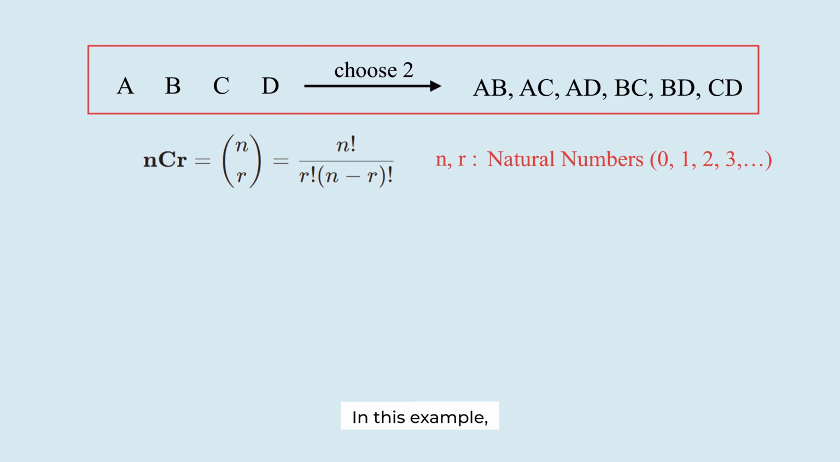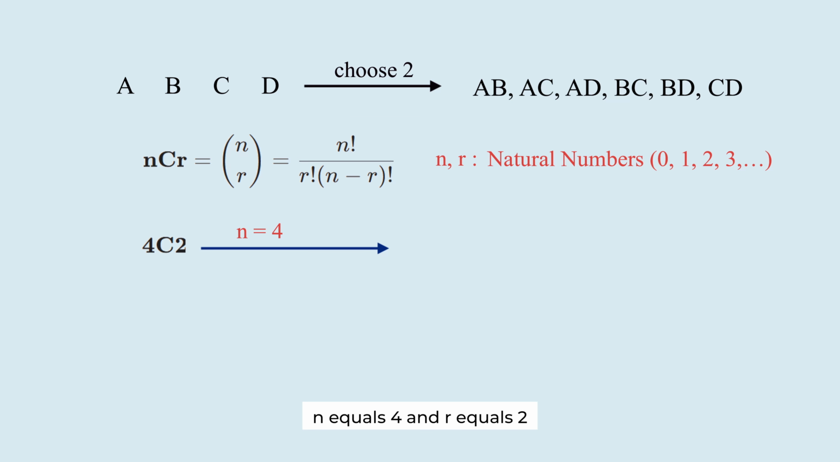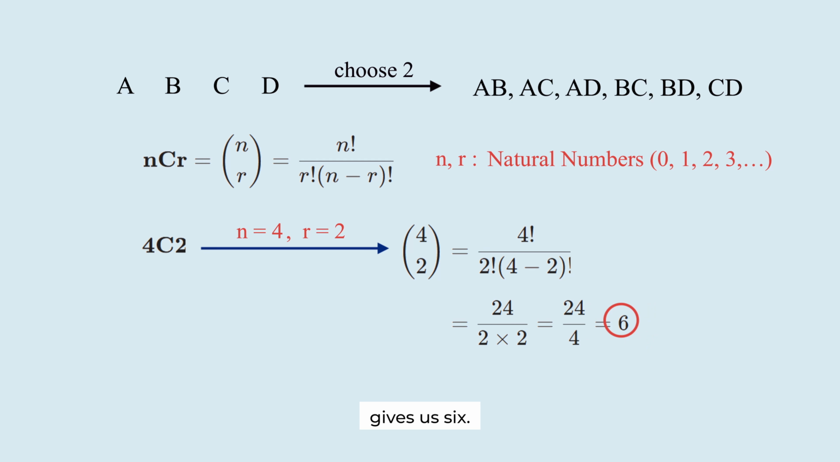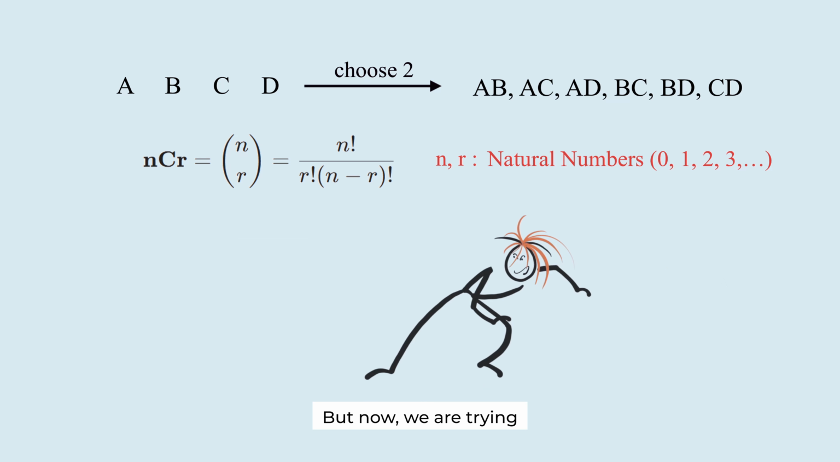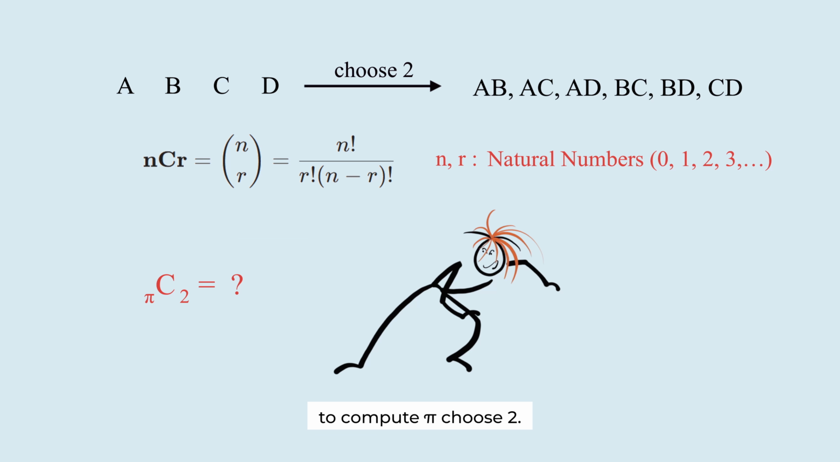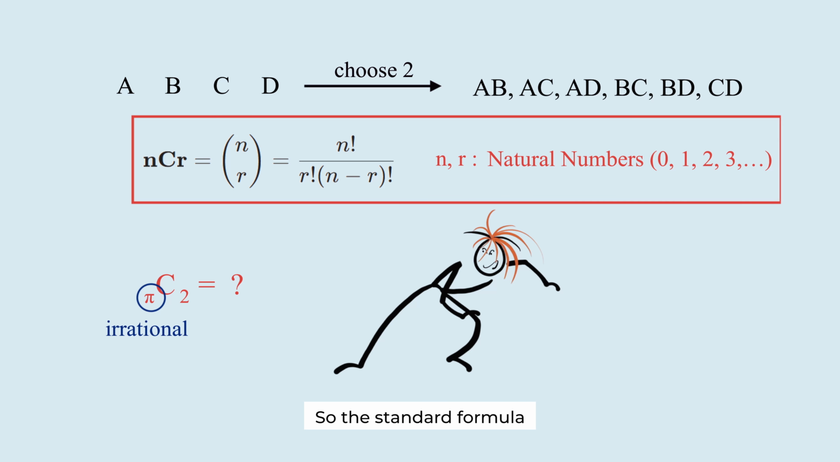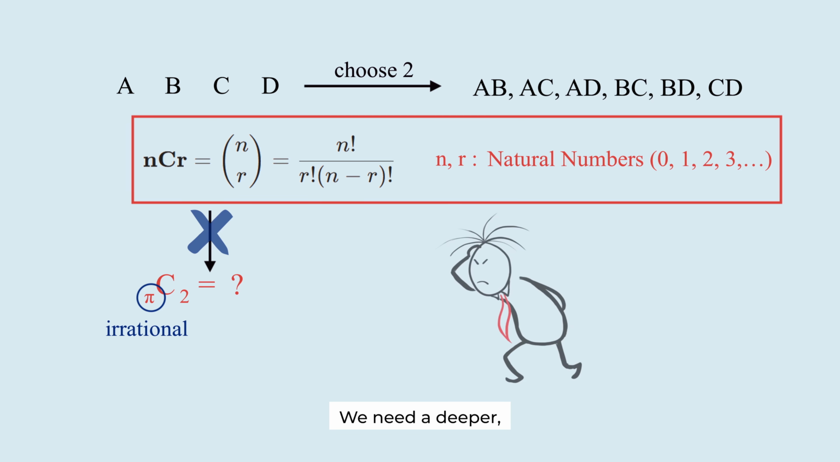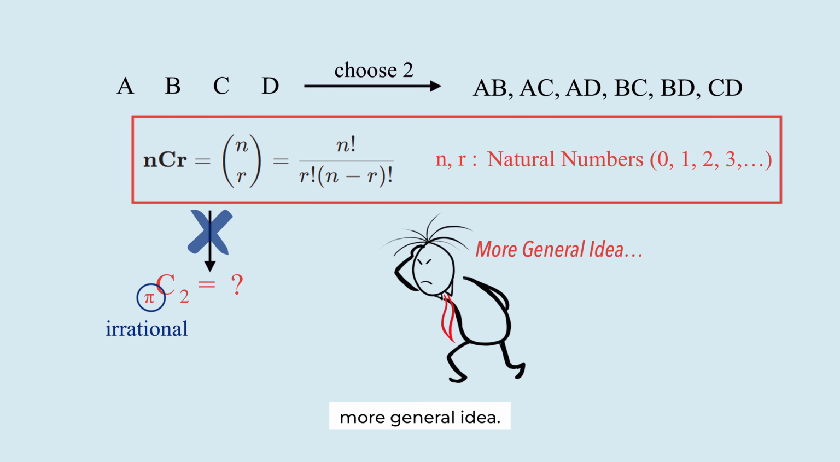In this example, plugging in n equals 4 and r equals 2 gives us 6. But now, we're trying to compute pi choose 2. This is the case where n is irrational, not a natural number. So, the standard formula simply breaks down. We need a deeper, more general idea.